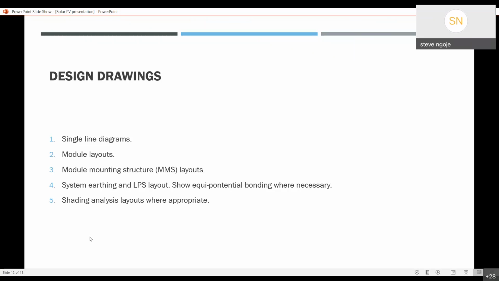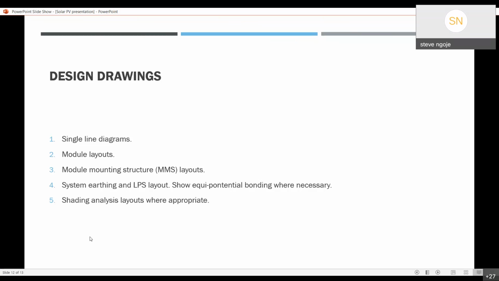The system earthing and lightning protection system layouts. Solar is a very expensive investment, I would say, that you also need to protect. So earthing needs to be thoroughly done according to the standards out there. There's something we call earthing resistance. It's always good to aim to have an earthing resistance of less than 5 ohms. That is for your earthing network.